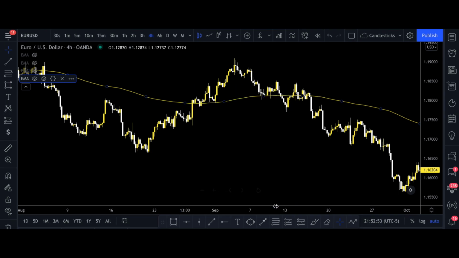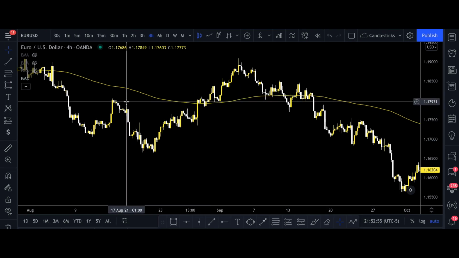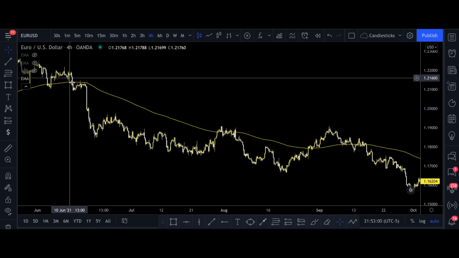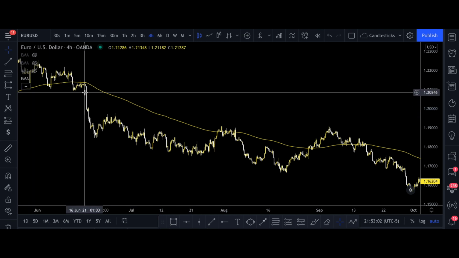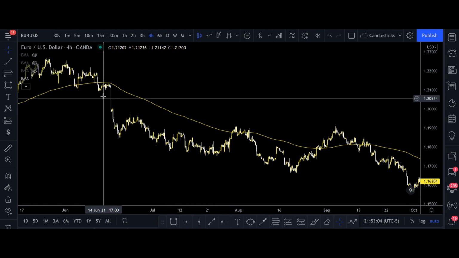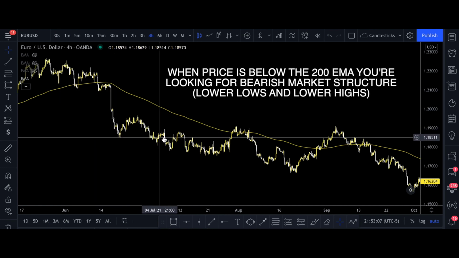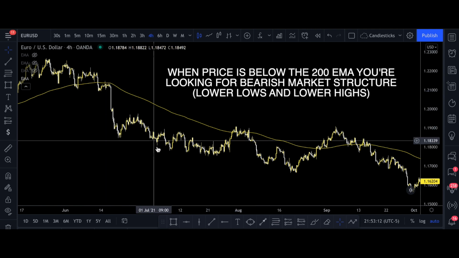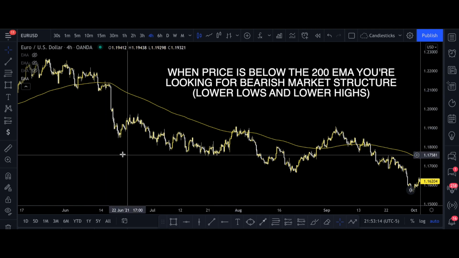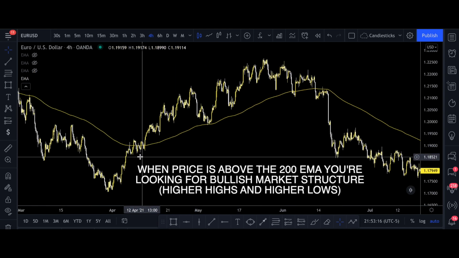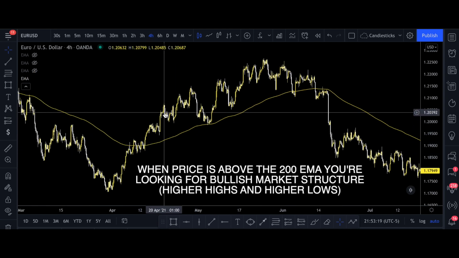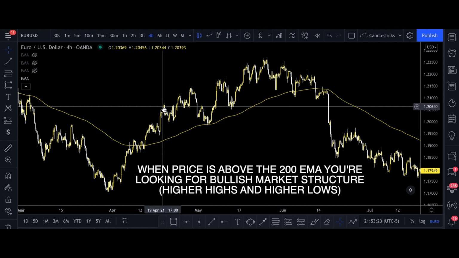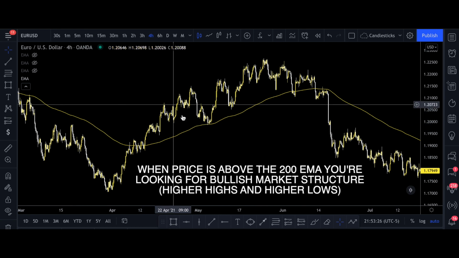One of the most common ones that you're going to see is a 200 exponential moving average, one of the most commonly used EMAs on the chart, right? That's because a lot of people look at this as an overall trend. When price is below the 200 exponential moving average, you're looking for price to be creating lower lows and lower highs, a bearish market structure, right? On the flip side, when price is above the 200 exponential moving average, you're looking for higher highs and higher lows. You're looking for price to continue upwards.